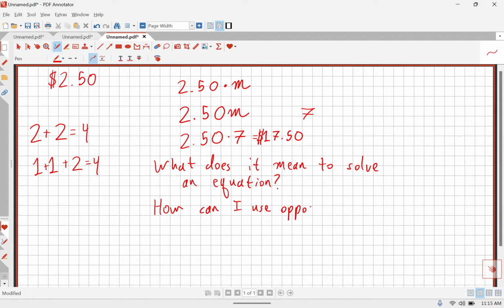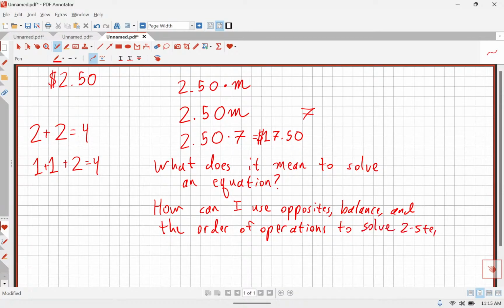Let's do it. How can I use opposites, balance, and the order of operations to solve two-step equations? Okay. Yes, go ahead, Abby.